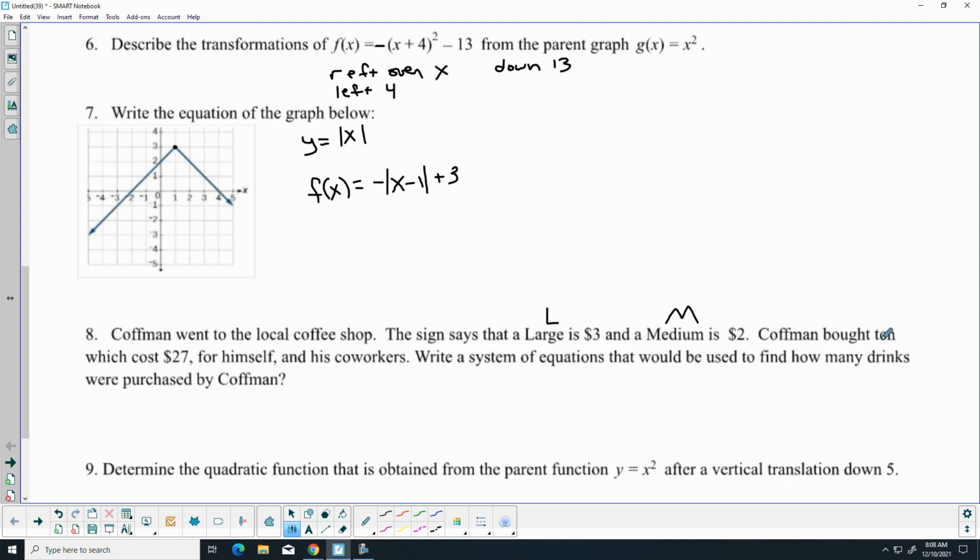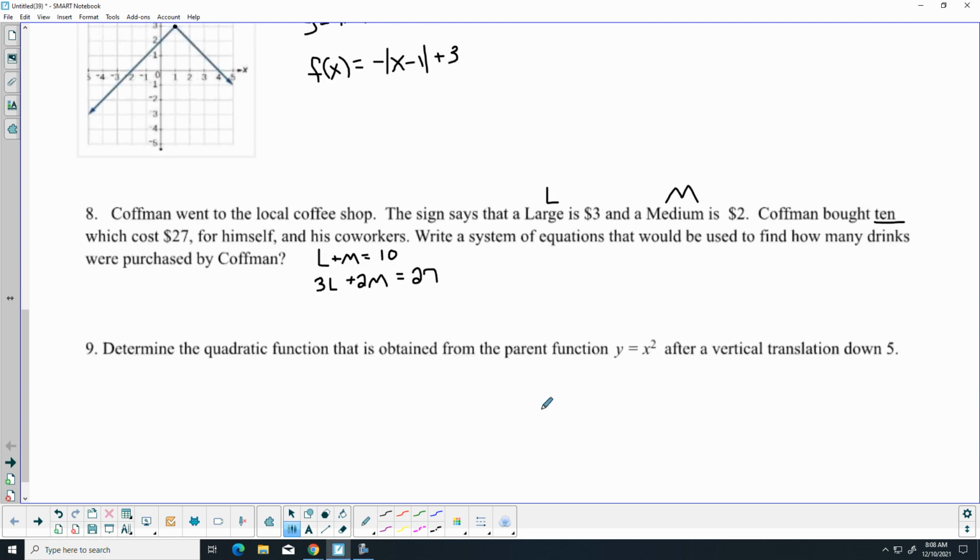Well, he bought 10 drinks, so the number of large plus the number of medium drinks is 10. And then a large is $3, so 3L, and the medium is $2, and he spent $27. So there is your equation. It doesn't say to solve it, we're just writing out the equations on this one.